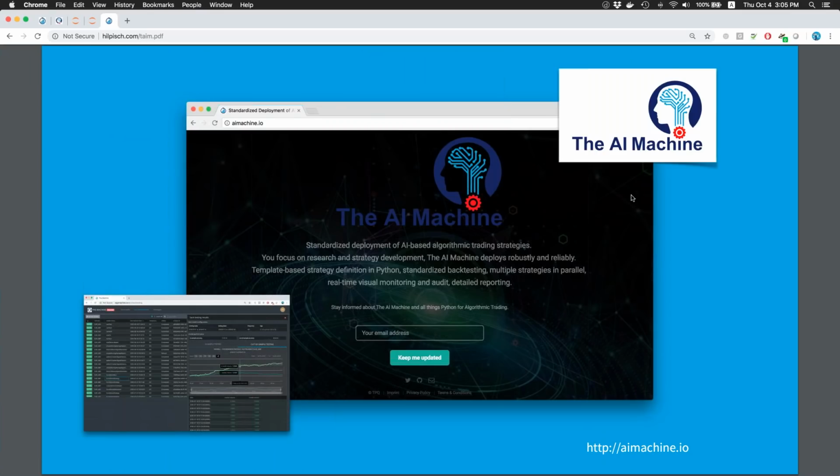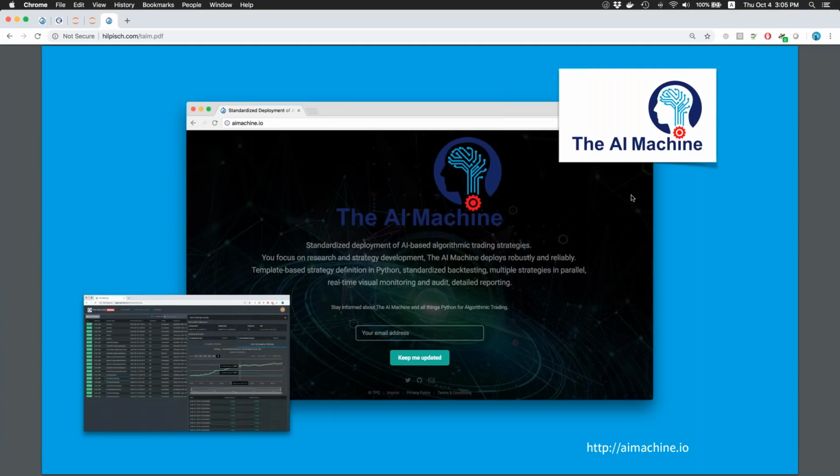The AI machine is an ongoing project which we started a couple of months ago. It is about the standardized deployment of AI-based algorithmic trading strategies. The focus of a researcher, algorithmic trader, should be on research and trading to come up with strategies, and not that much about DevOps and deployment details. And this is what the AI machine is about. More about that, of course, later on.